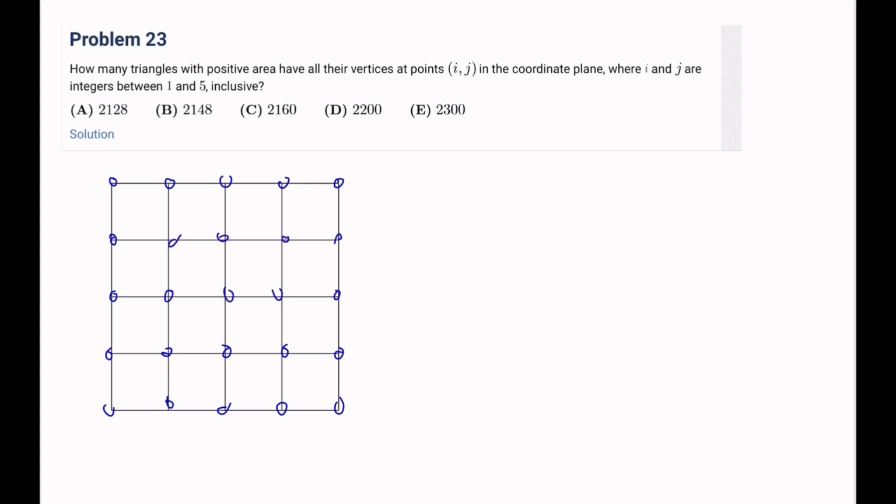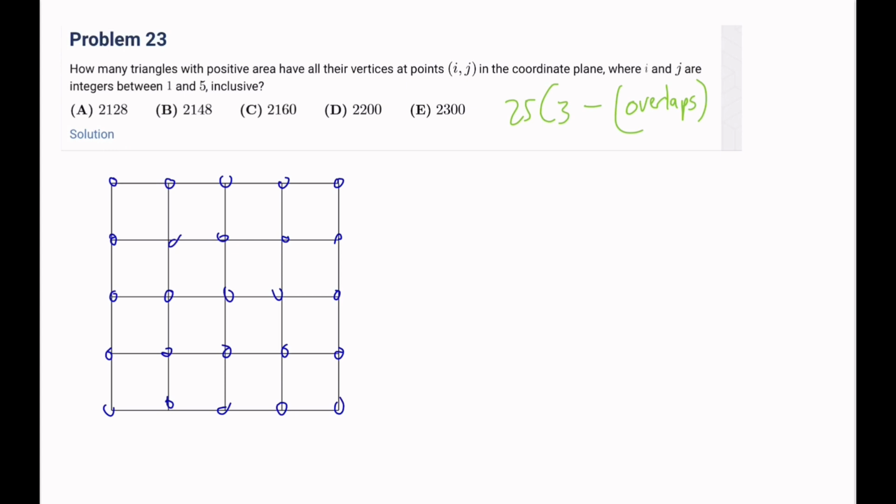And so what we have to do is, there are 25 points in total, right? And so we have to do 25 choose 3, because that is the total number of triangles we could pick. There are different kinds of overlaps.